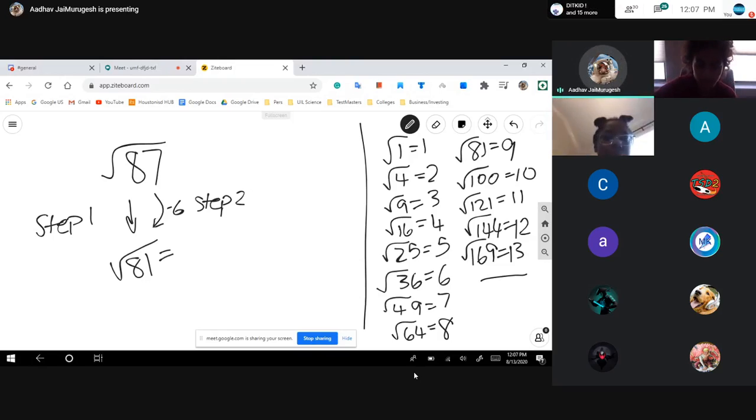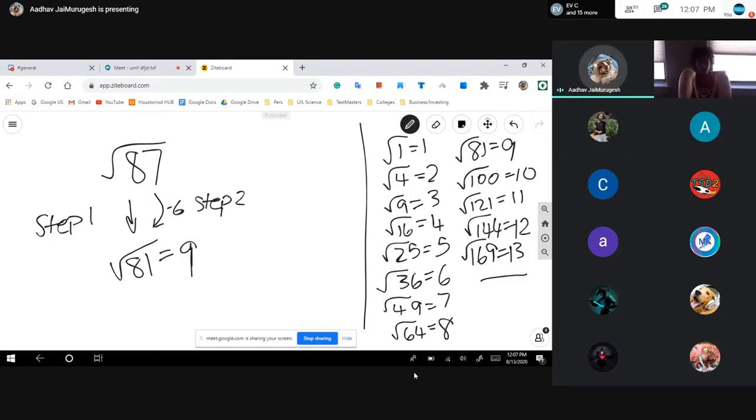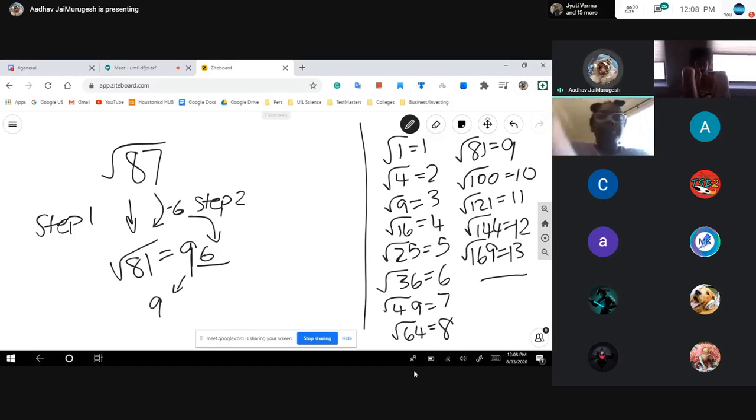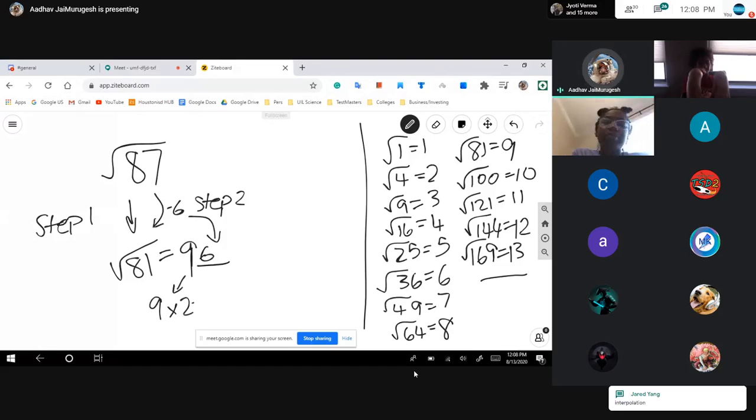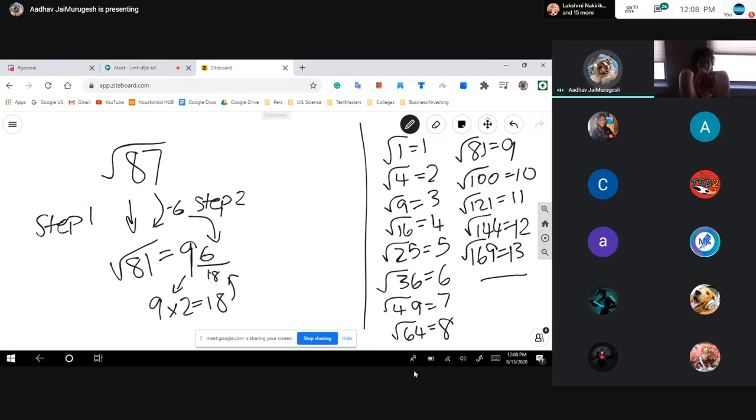So the square root of 81 is going to be 9, right? So we're going to write a 9 over here, and that's going to be our whole number answer. What you do next is take this 6 and put it as the numerator of a mixed fraction. To get the denominator, you take this whole number and multiply it by 2 to get 18, and that's going to be your answer. So your answer to the square root of 87 is going to be 9 and 6/18.